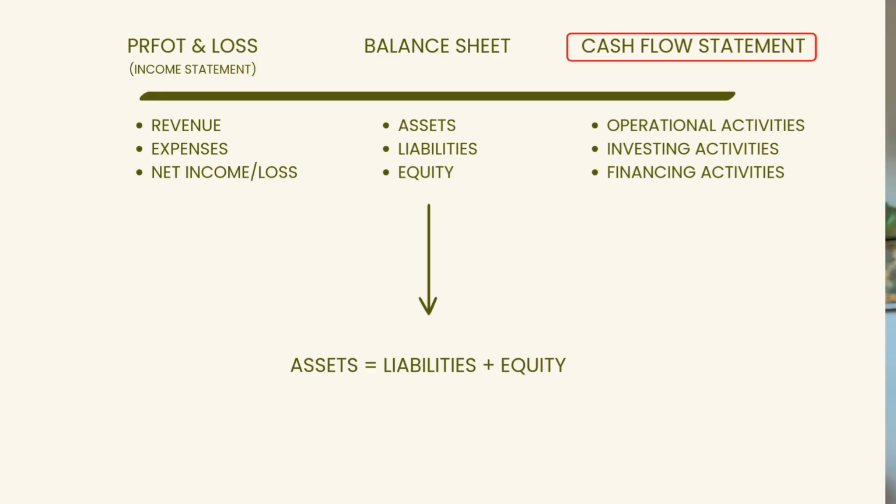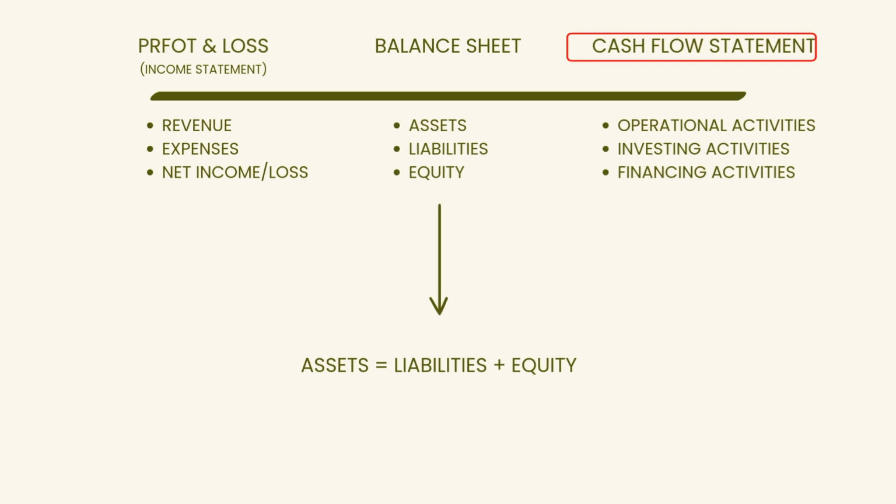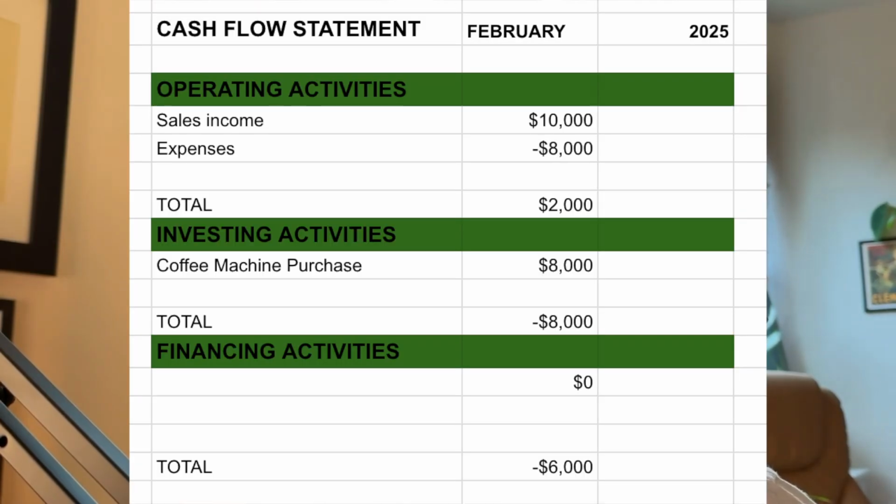And lastly, there's the cash flow statement. This tracks how money moves in and out of a business, ensuring that there's enough cash to cover expenses. It categorizes cash flow into operational activities such as day-to-day transactions, investing activities like buying and selling assets, and financing activities such as loans and owner withdrawals. For example, if Morning Brew Cafe sells a lot of coffee but struggles to pay bills on time, that cash flow statement may reveal that too much cash is tied up in its inventory purchases.